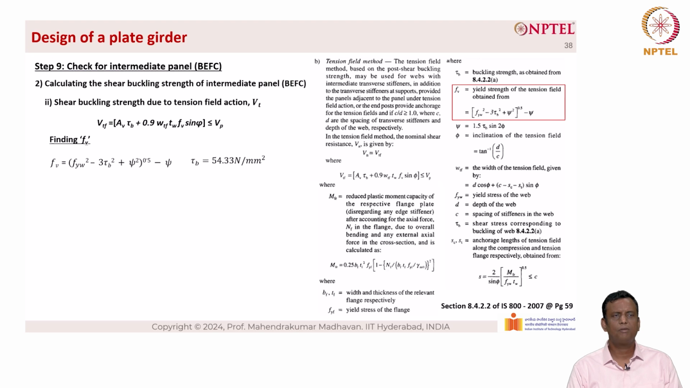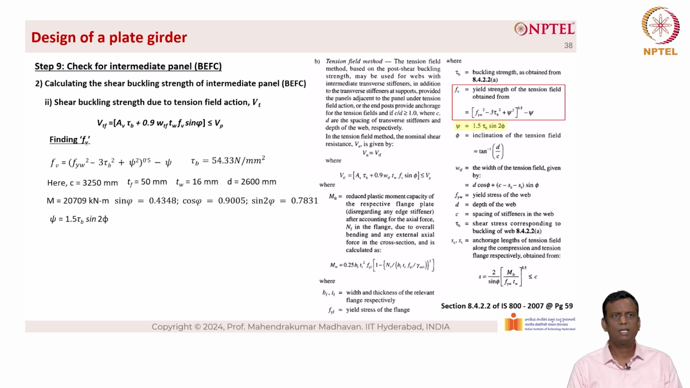The equation that we have written here is from IS 800, highlighted on the right side in the red color box. Here C is the spacing between the stiffeners, which is 3250 mm. The thickness of the flange T sub F equals 50 mm. T sub W is the thickness of the web, which is equal to 16 mm. D equals 2600 mm, and M equals 20709 kilonewton meter. Sin phi is 0.4348, cos phi equals 0.9005, and sin 2 phi equals 0.7831.